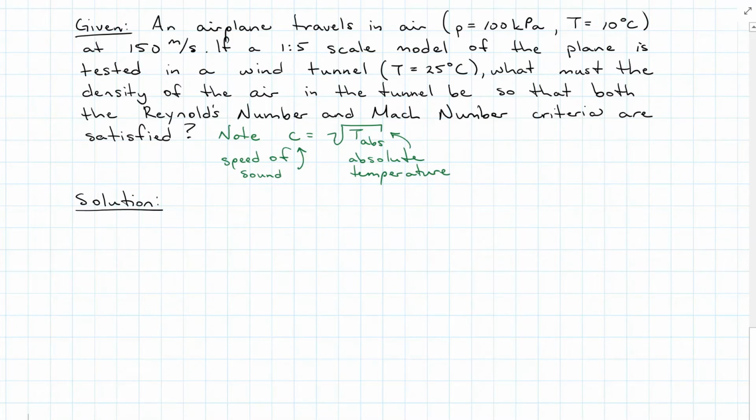So if we have an airplane traveling in the air at 150 meters per second, and the air temperature is 10 degrees Celsius, what does the density of the air in the wind tunnel need to be if we want a 1 in 5 scale with an air temperature of 25 degrees Celsius? To do this, we need to satisfy the Reynolds number and the Mach number.